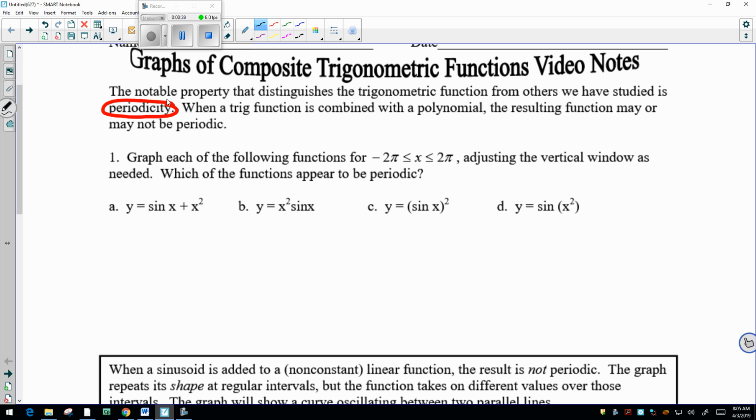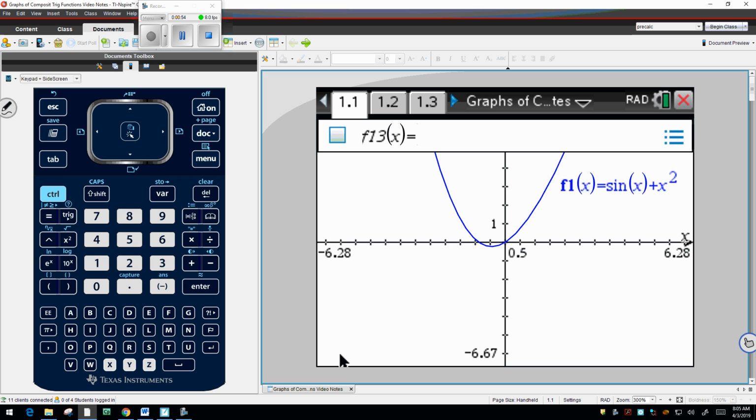It says when a trig function is combined with a polynomial, the resulting function may or may not be periodic, meaning it may have a repeated pattern or it may not. So these first four examples I have graphed out for you, and we're going to take a look. This first example is the sine of x plus x squared, and it's a pretty graph, but it is not a periodic graph, meaning it doesn't repeat itself. It looks more like a parabola. Notice that factor is that x squared added onto it. But I would have to say that this is not a periodic function.